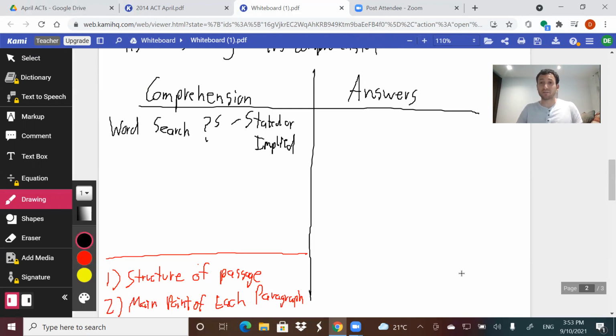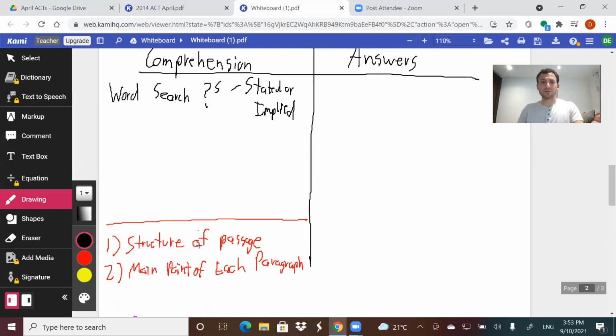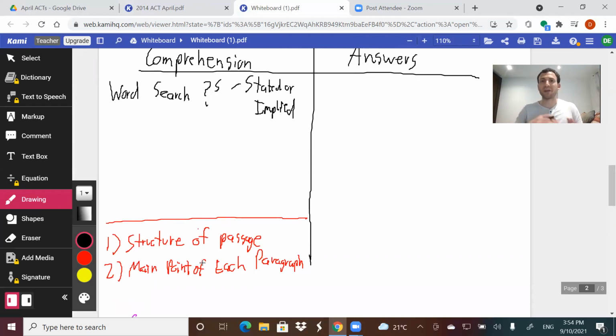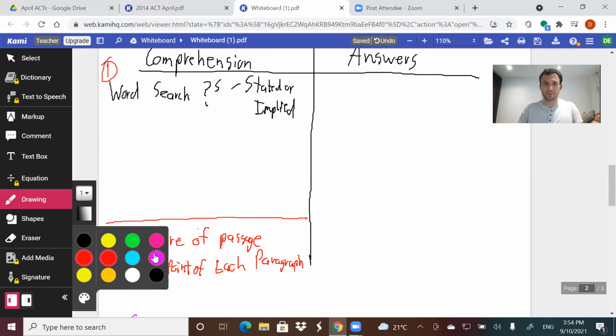But do you need to understand everything at a higher level? No. Do you need to remember every single detail? No. You have 4.5 minutes. So there really is a balance between knowing the structure, knowing the main point, but not necessarily taking it to a higher, analytical level. Why? Because about 50% of the questions, a little less, are going to be just these word search questions, where really you just need to remember where to find what you read.